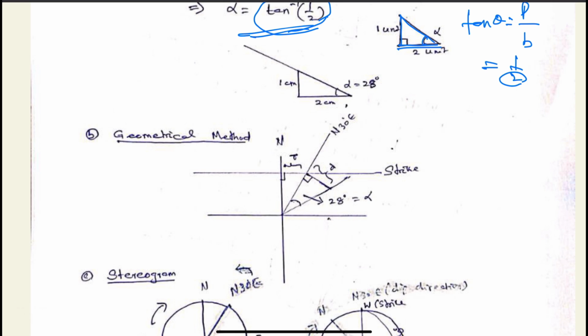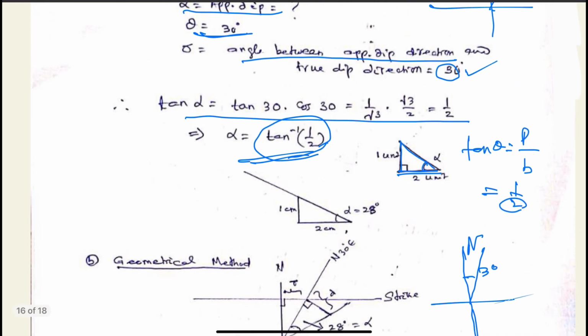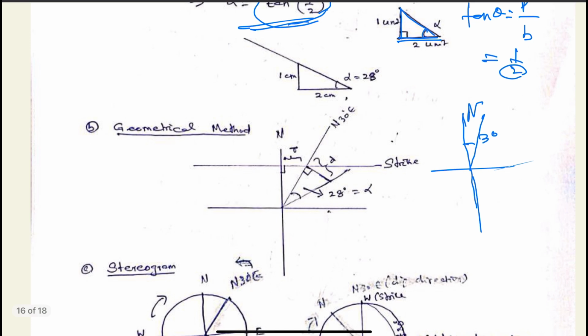And now the same problem, how can we solve it by the geometrical method. We have been given the dip direction along north, along which the dip is 30 degrees. Let us say this is the north direction, and along that direction it is dipping at 30 degrees. Perpendicular to the dip direction is the strike, and we want to find the apparent dip along north 30 east.